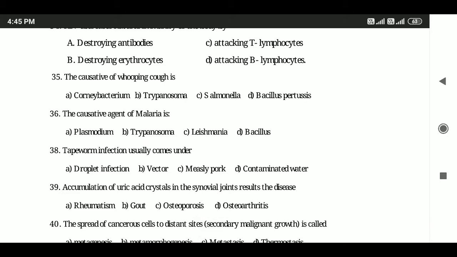The causative agent of whooping cough is Corynebacterium, Trypanosoma, Salmonella, Bacillus pertussis. So there are different options given here. You can see Corynebacterium diphtheriae causes diphtheria, Trypanosoma causes sleeping sickness, Salmonella causes typhoid, Bacillus pertussis causes pertussis. So whooping cough is caused by Bacillus pertussis, that is D.